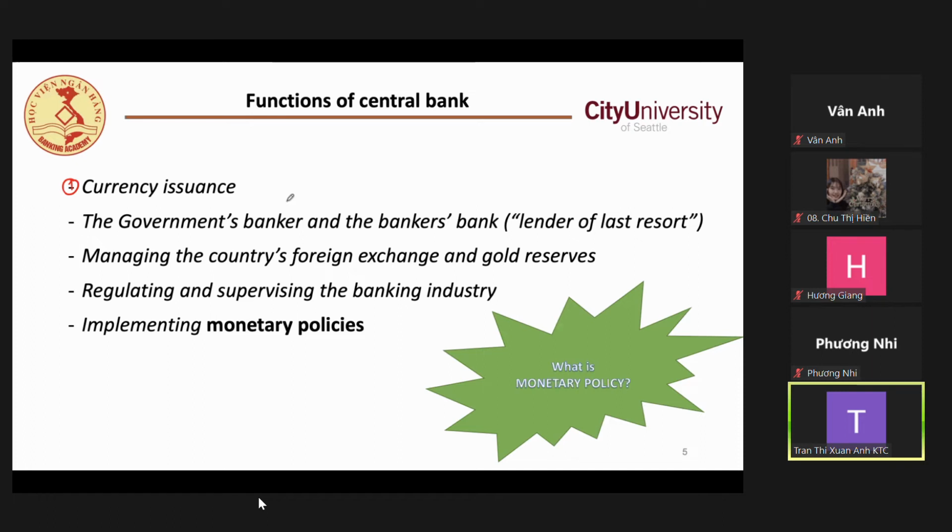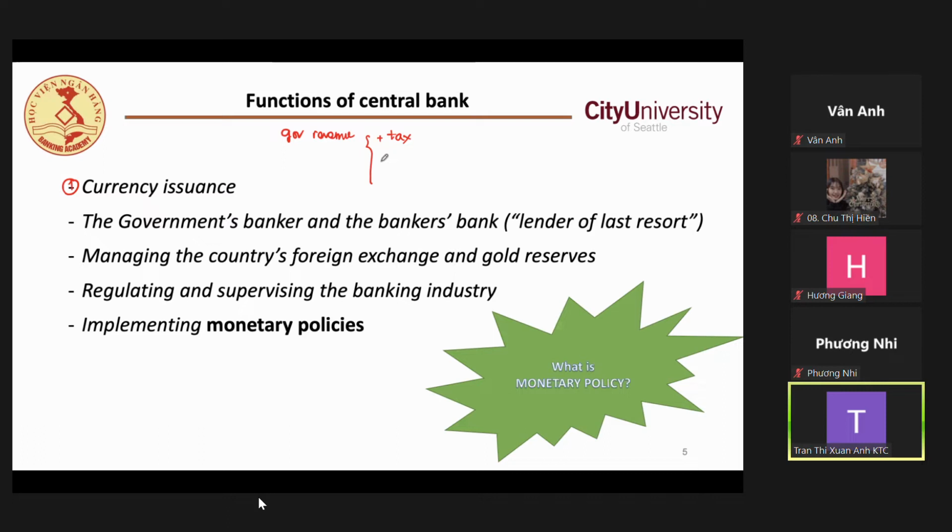So when the central bank issues currency, from the government's point of view, the government's revenues or incomes come from different sources. The first one comes from tax. The government imposes tax on different parties, including individuals and firms, with different types of tax. So that is the main revenue for the government.